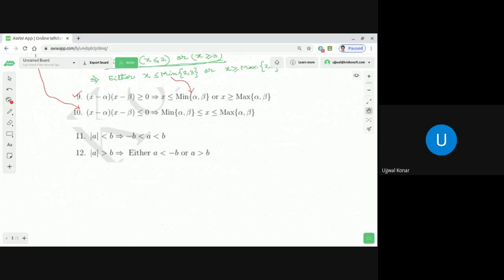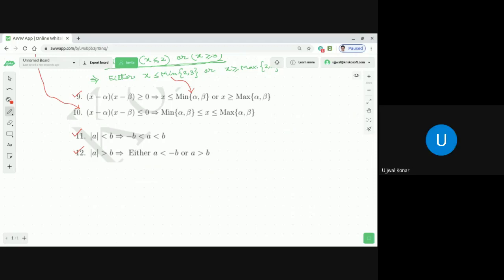And whenever you see that mod of A is greater than B, the next one, then you can conclude either A is greater than B or A is less than minus B. Think about the mod of any number and then you will find it out, you will understand. Okay?